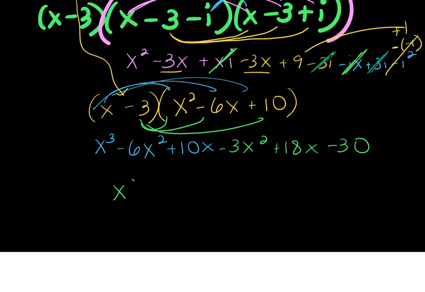X to the third, minus 9x squared, plus 28x minus 30 equals f of x.